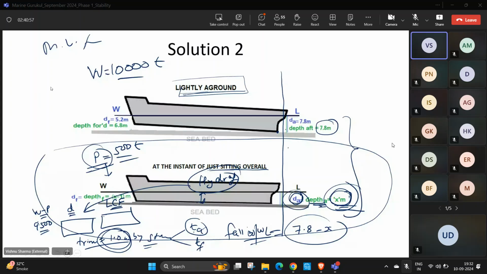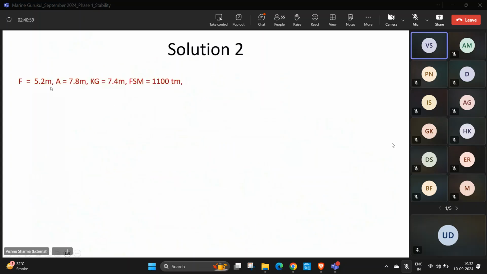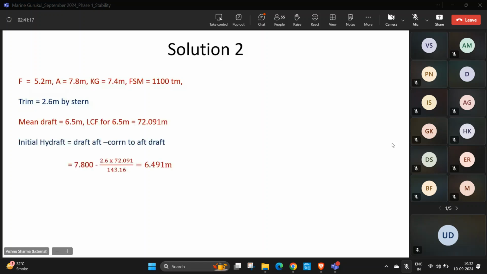So now, whatever I have said, I'll explain here. Get the height draft, guys. Please calculate the height draft. Chalo, get the height draft first. 6.491. Okay, 6.491. 6.49. Very good. Get the height draft. Fantastic. Very good.